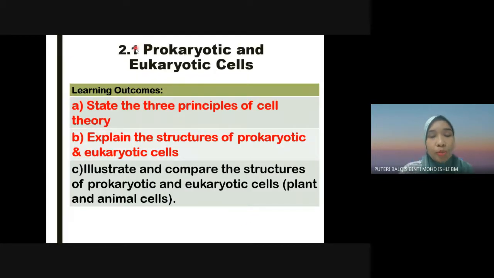2.1, prokaryotic and eukaryotic cells. State the 3 principles of cell theory, explain the structures of prokaryotic and eukaryotic cells, illustrate and compare. So when the question asks you to compare, you need to include similarities and differences. The one I highlighted, we will discuss in lecture.